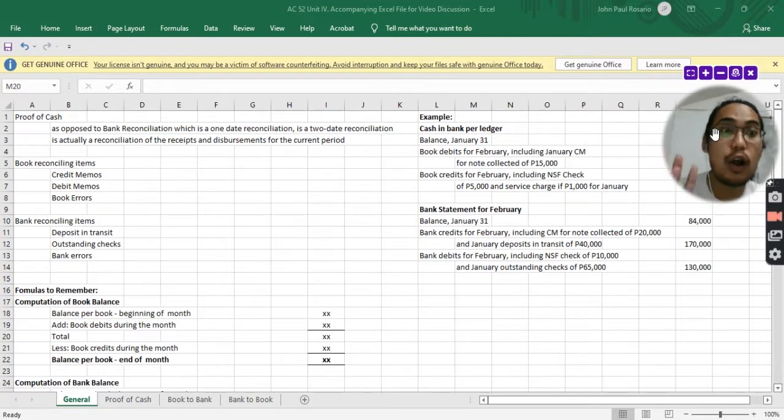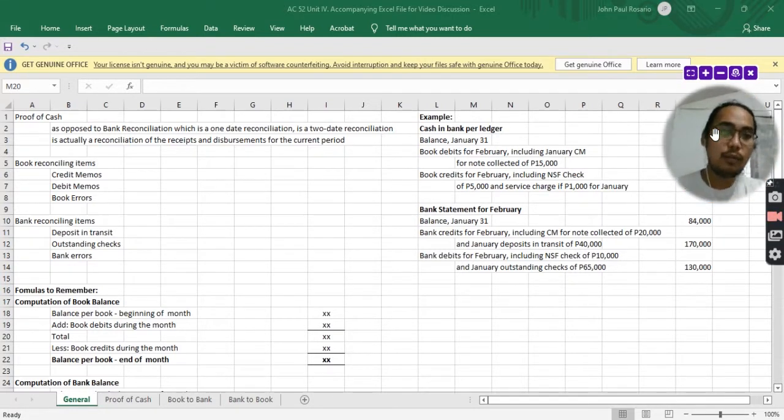It's because it is a four-column reconciliation. So we have the previous month balance, followed by your current period receipts, followed by your current period disbursements, and then the last column would be your current month balances. Okay? So it is a reconciliation of receipts and disbursements of the current period because we are reconciling the balances of the current period, no? We are also reconciling the receipts and disbursements for the current period or for the current month.